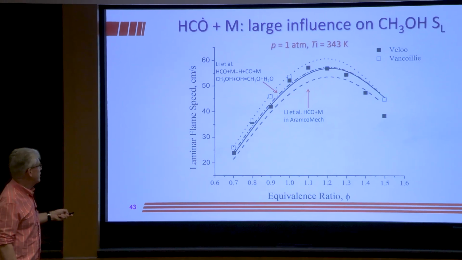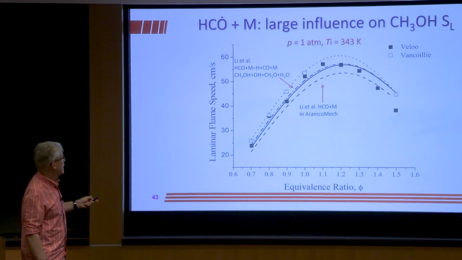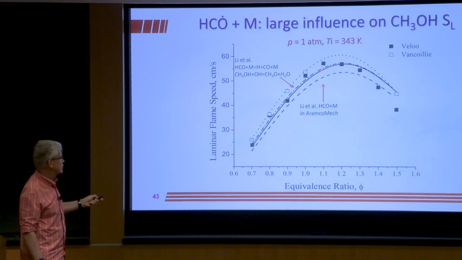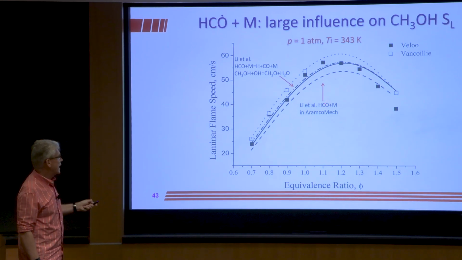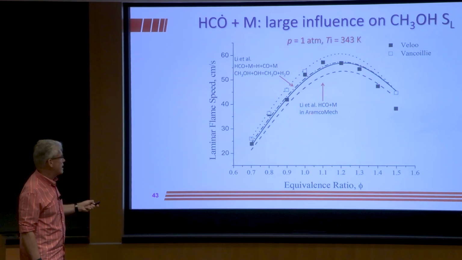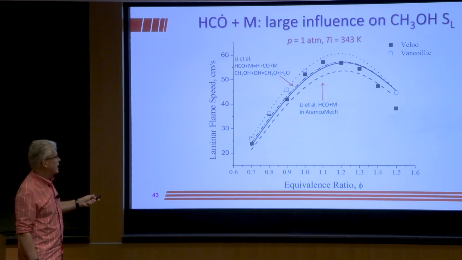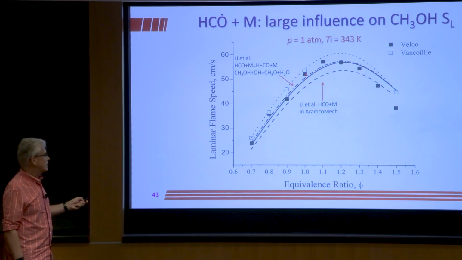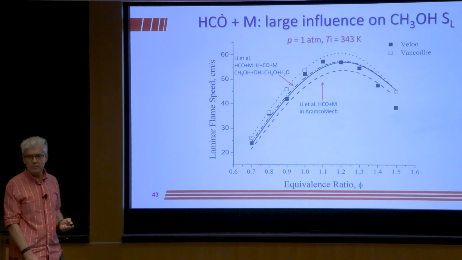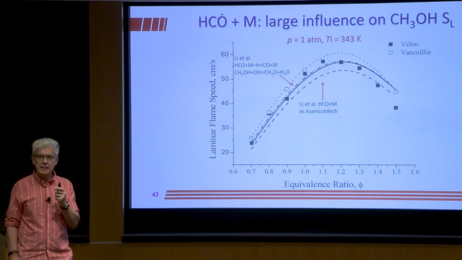So here, the solid line is the Aramco-Mech prediction, okay? And if we take the Lee et al. rate constant for HCO plus M and put it into Aramco-Mech, the simulation goes from the solid black line, which wasn't perfect at the start, but it was better, to the dashed line, right? And what was the difference?